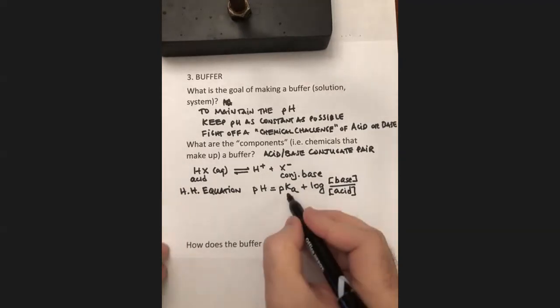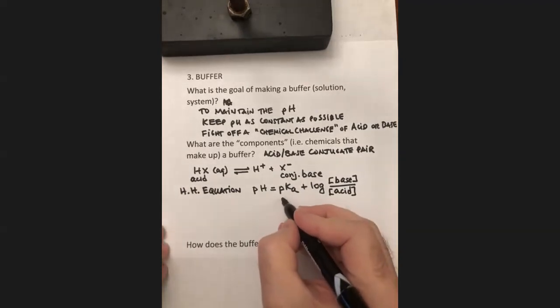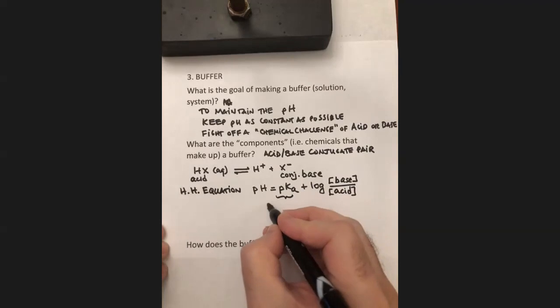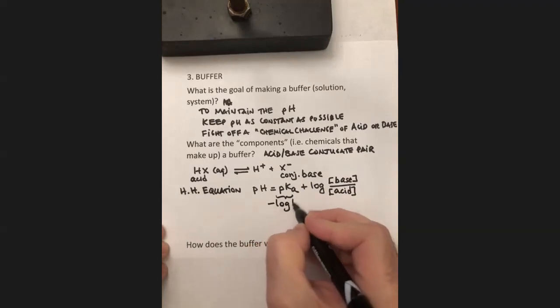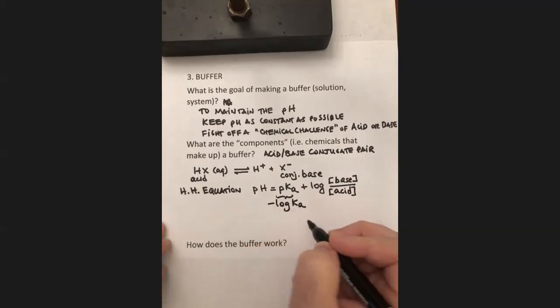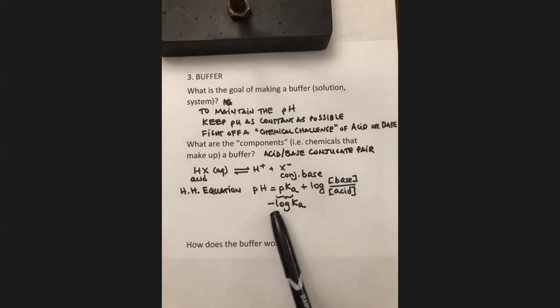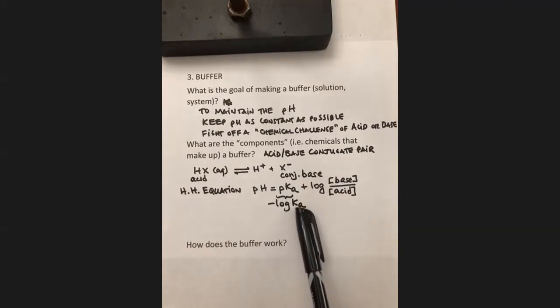And what did we say pKa is? Well, this is minus the log of the Ka. So it's the same operation I did to calculate pH with the hydrogen ion concentration. I'm applying that same calculation, but to the Ka.